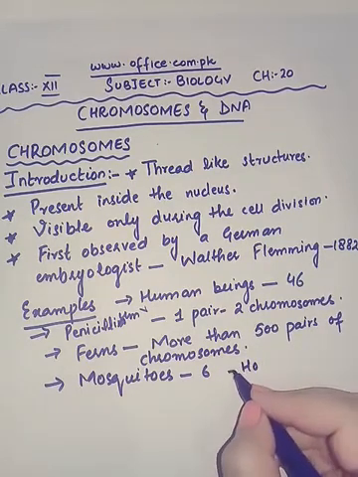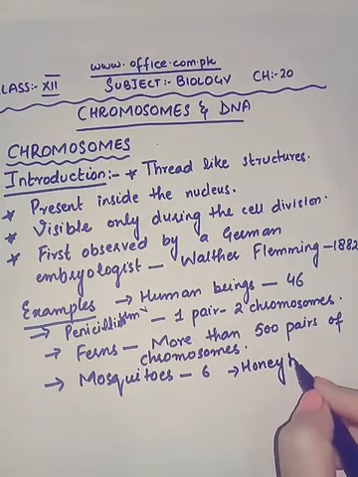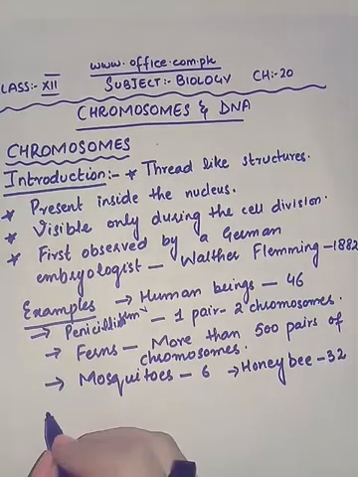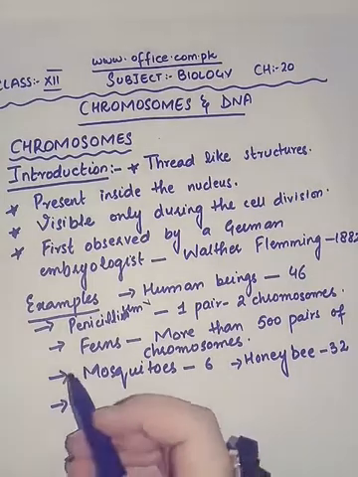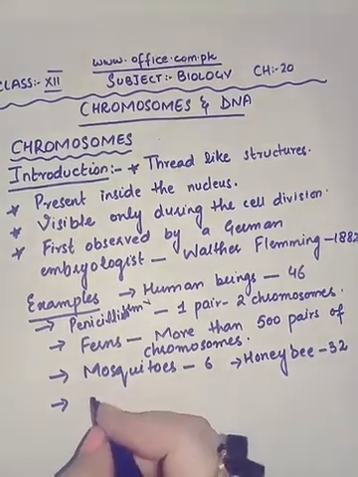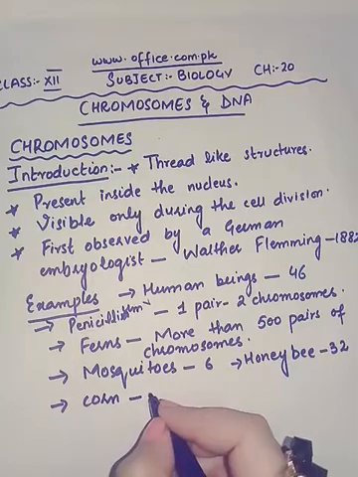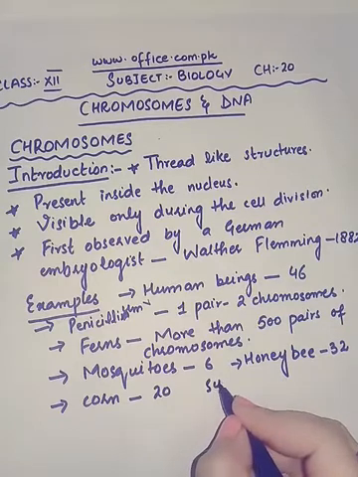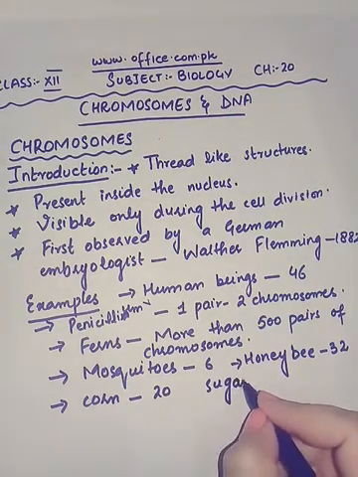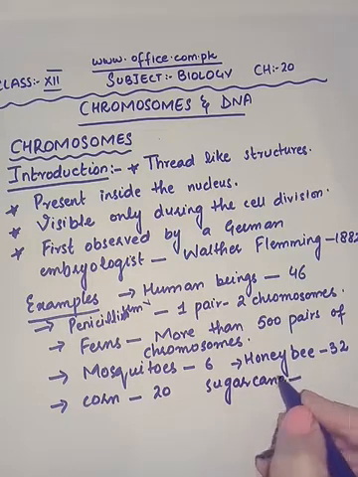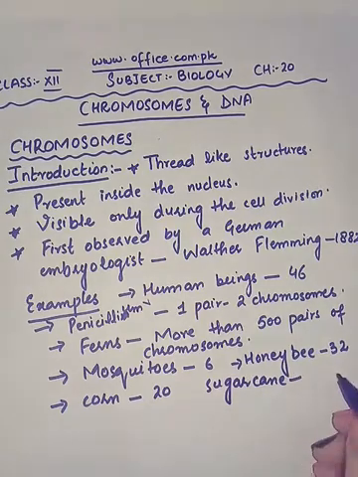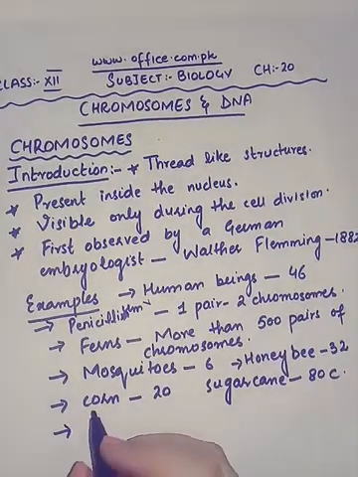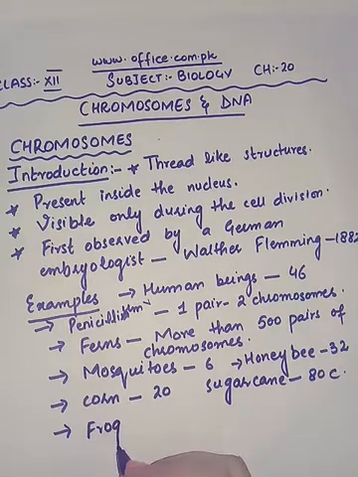The next example is that of corn. Corn has 20 chromosomes or 10 pairs. Then sugarcane. Sugarcane has 80 chromosomes. Frog has 26 chromosomes or 13 pairs, whereas mouse has 40 chromosomes.